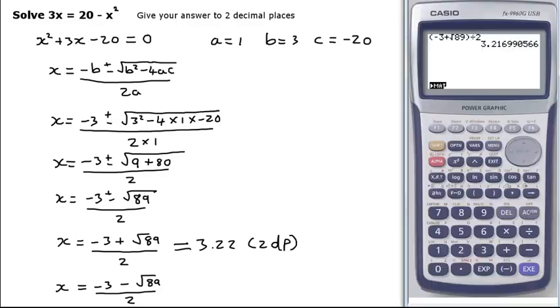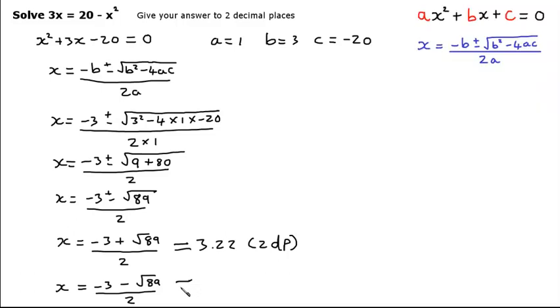And the second one, and remember when you're doing these, you've got to make sure you understand how to use your calculator. So practice with your calculator. It's negative 3, take away square root of 89, close the bracket, and we're dividing by 2, and that gives us negative 6.216, which to 2 decimal places is negative 6.22.